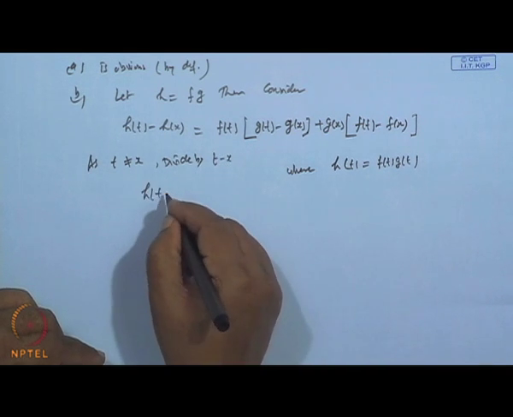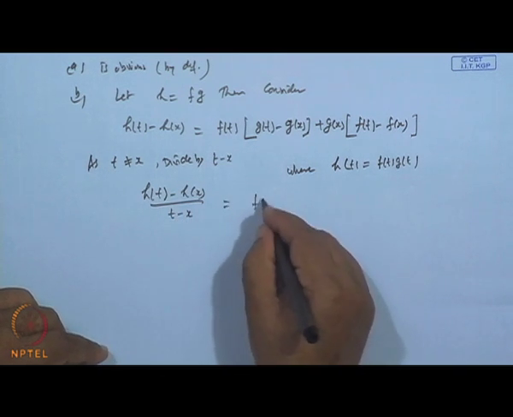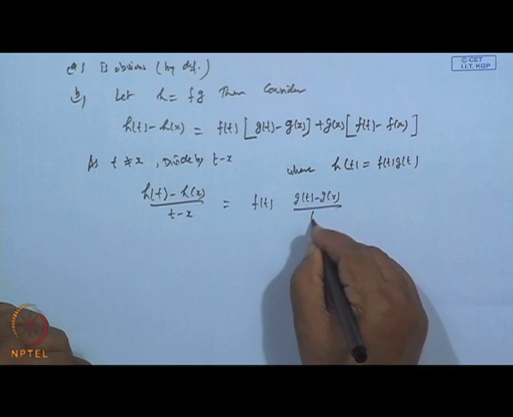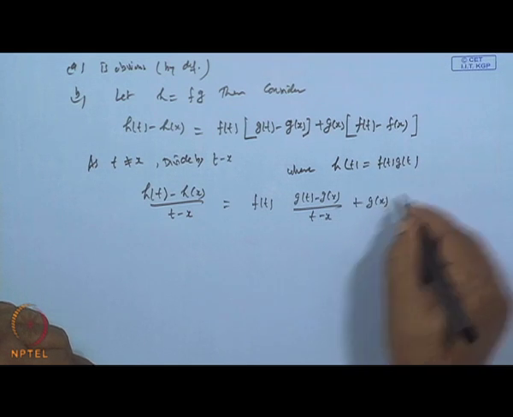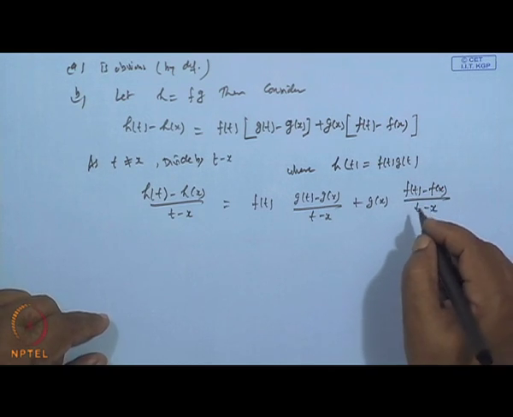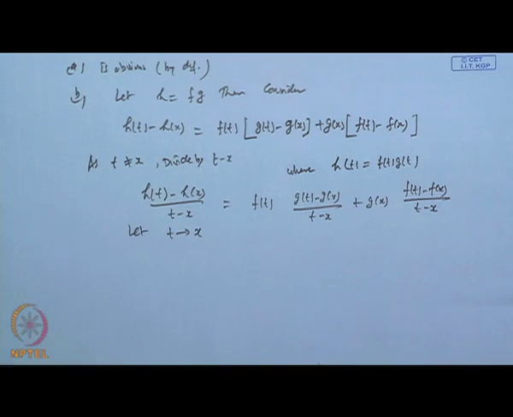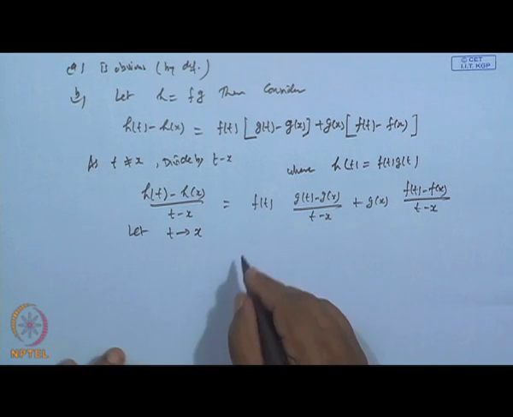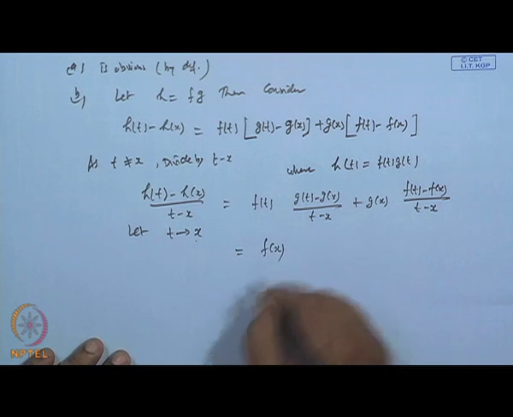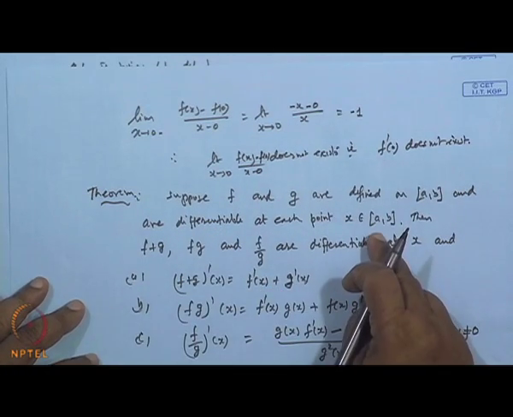So, when you divide by t minus x, what you are getting is f(t) times (g(t) minus g(x)) over (t minus x), plus g(x) times (f(t) minus f(x)) divided by (t minus x), and then let t tend to x. Now, what is the right hand side? When t tends to x, f(t) will go to f(x), because f is given to be a differentiable function, so it must be continuous at the point x.